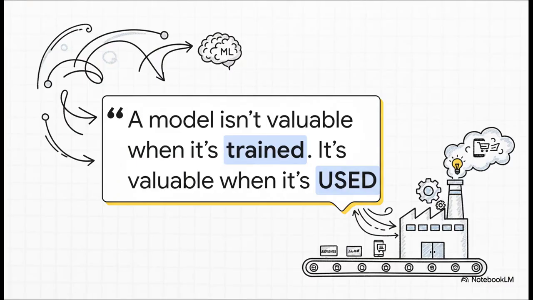In the end, it all comes down to one simple truth. A model isn't valuable when it's trained. It's valuable when it's used. Deployment is that bridge, the thing that unlocks all that value and transforms a cool algorithm into an actual solution for a real-world problem.